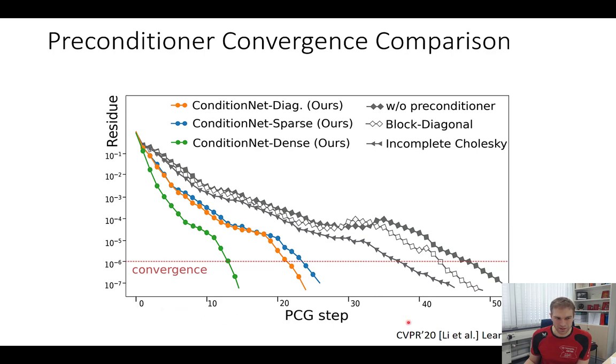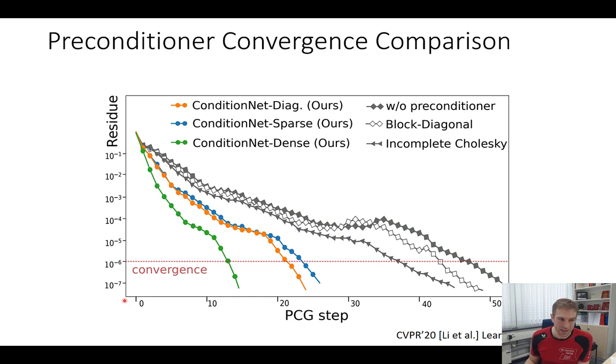Here we have the number of PCG steps that we need to run. And here we have our residuals. So they go from like 10 to the power of minus 1 until 10 to the power of minus 7. And of course, this is all normalized, so that doesn't mean so much, but basically you want to get lower, and you want to get as low as possible after as few iterations as possible.